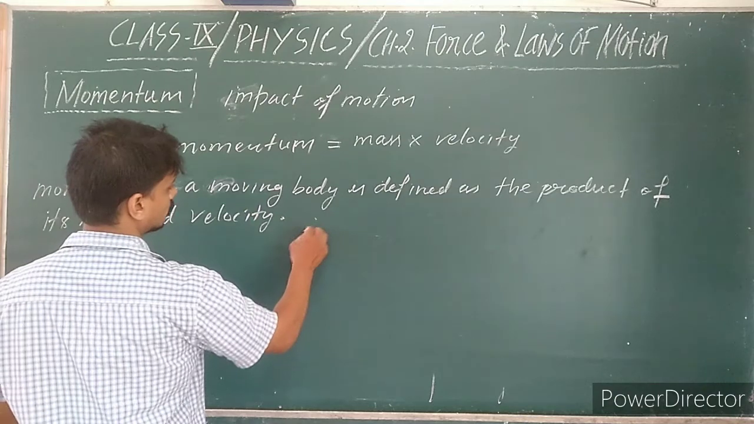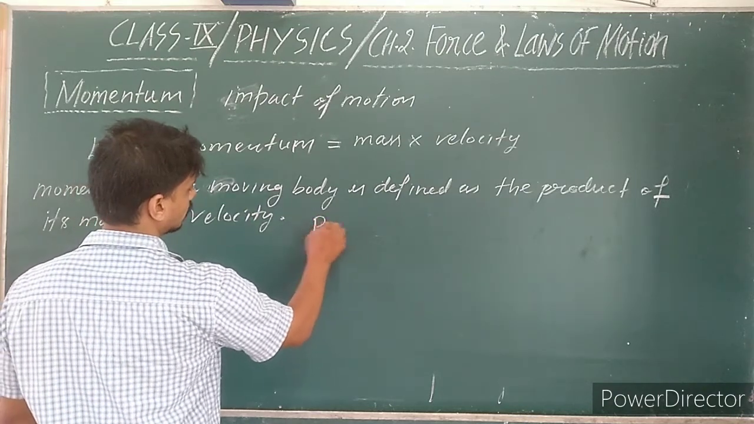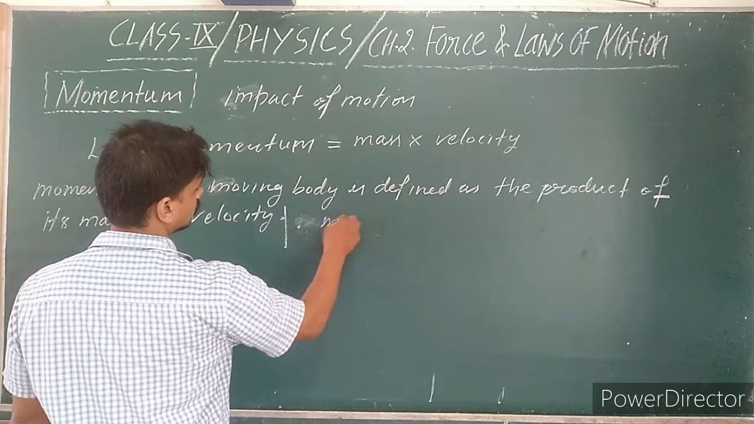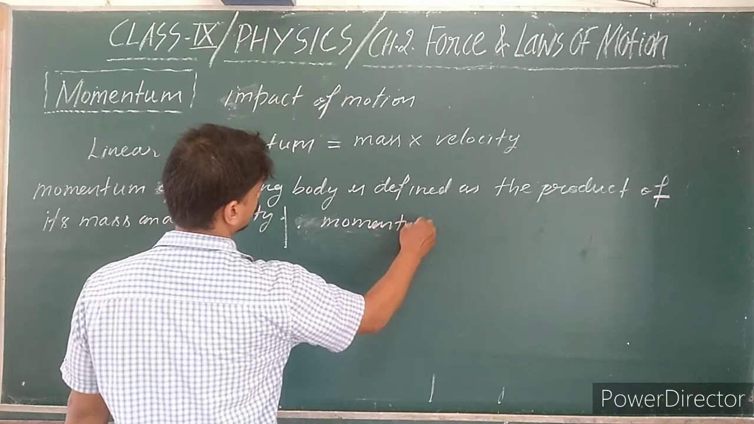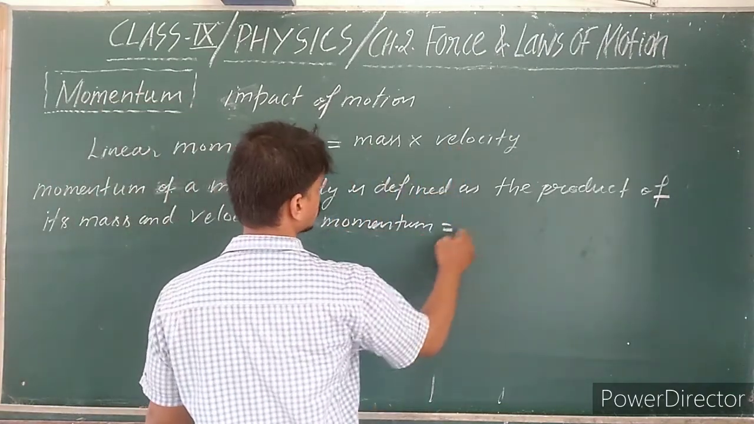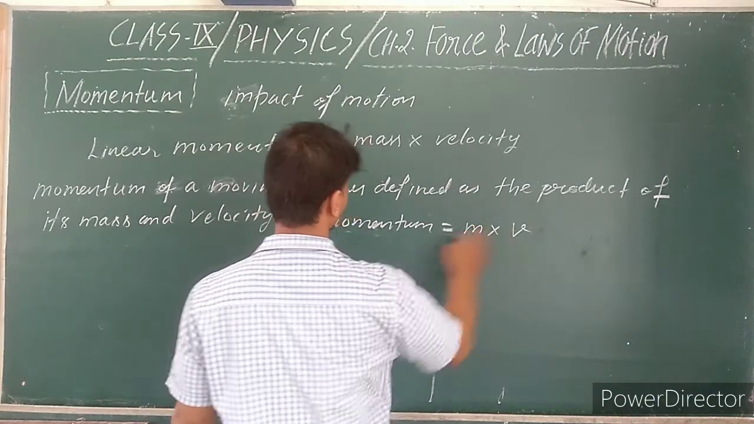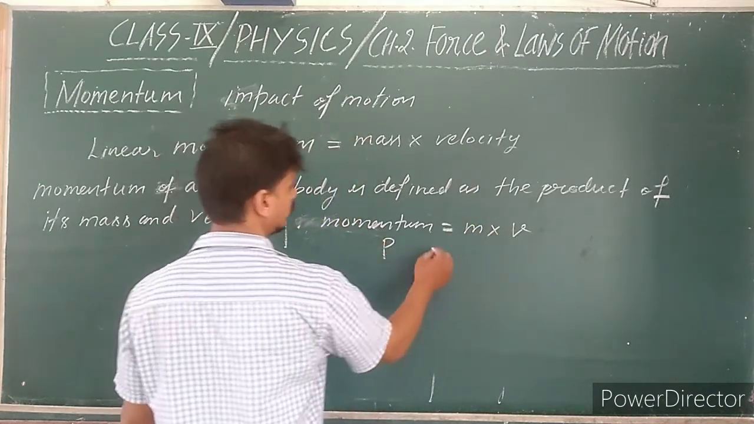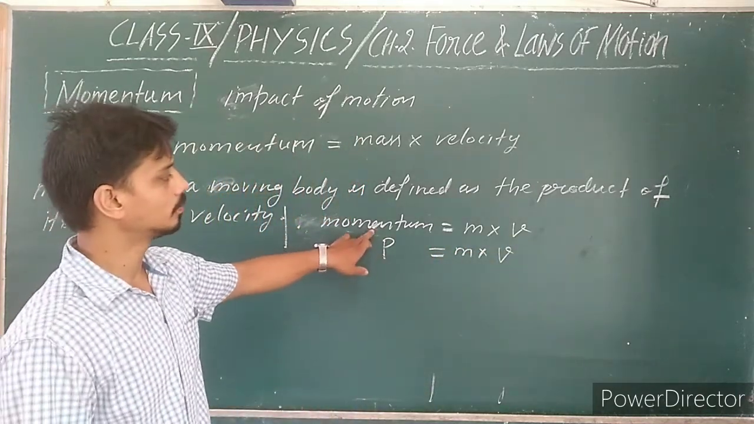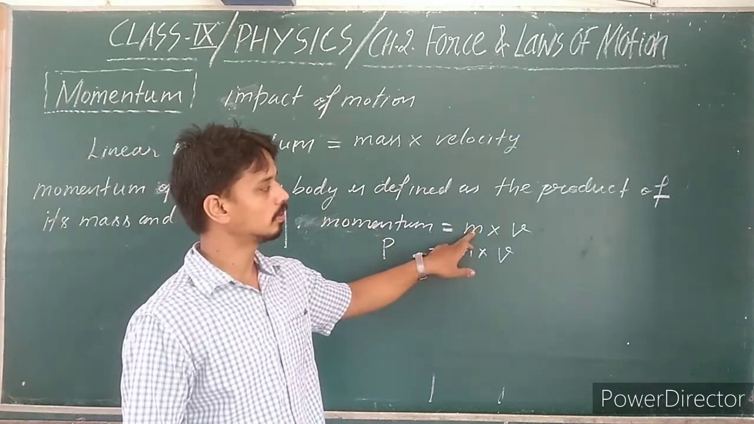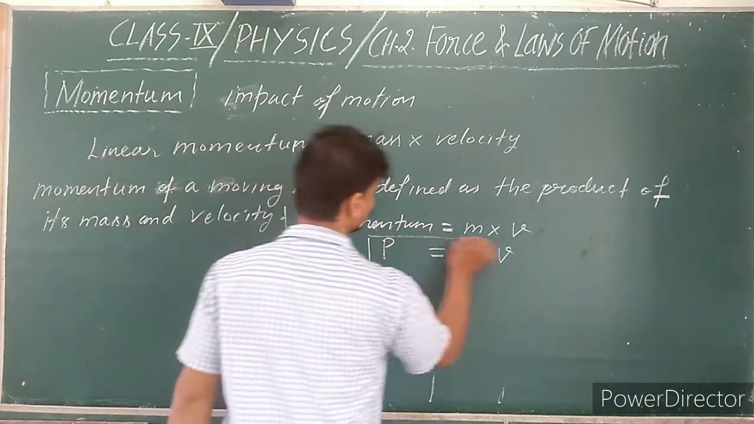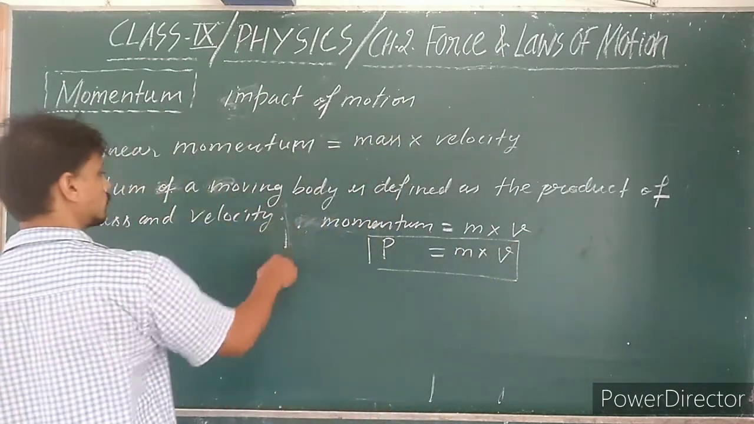So we can write it: P is equal to, this is the momentum, is equal to mass into velocity. So m multiplied by v. Momentum, we will use the letter P. P is equal to m into v. So guys, where P is the momentum, m is the mass of the body, and v is the velocity of the body. So this is the mathematical formula of momentum.